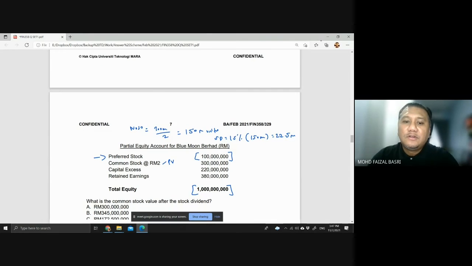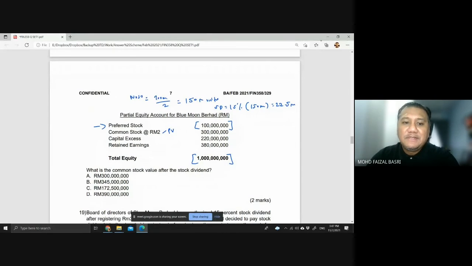Okay, so for soalan pertama dia tanya common stock. So kalau common stock, remember bila common stock, associate yourself dengan par value. So par value dia RM2. Okay, so RM2 darab dengan 22.5 million ni.